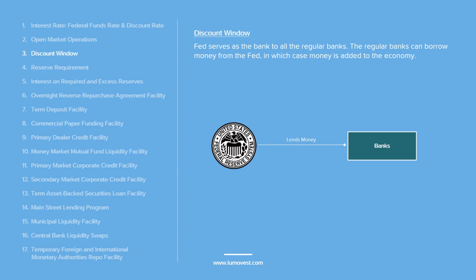You can think of it as the banks going up to the window, where the bank clerks sit behind, and ask to borrow money at the discounted interest rate, hence the name discount window. When the Fed lends money to the banks through the discount window, the banks receive money from the Fed, which they can lend to consumers and businesses, which increases money supply.